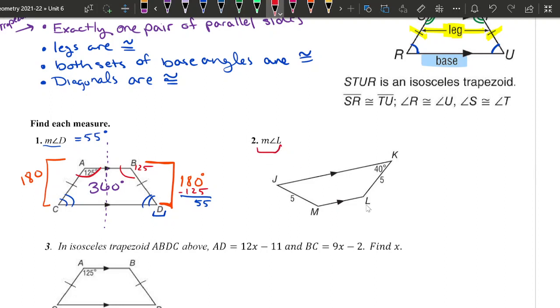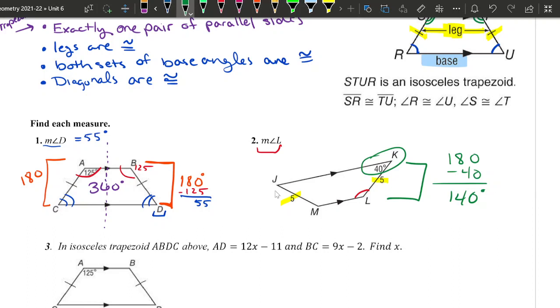says find measure of angle L. That would be this angle. There's nothing there, but we do have angle K is 40 degrees. So we can use that same property, because we can see that this is 5 and this is 5, so that means it's isosceles. So because it's isosceles, we can do the same thing again. 180, take away the 40. So that means the angle L is 140 degrees.